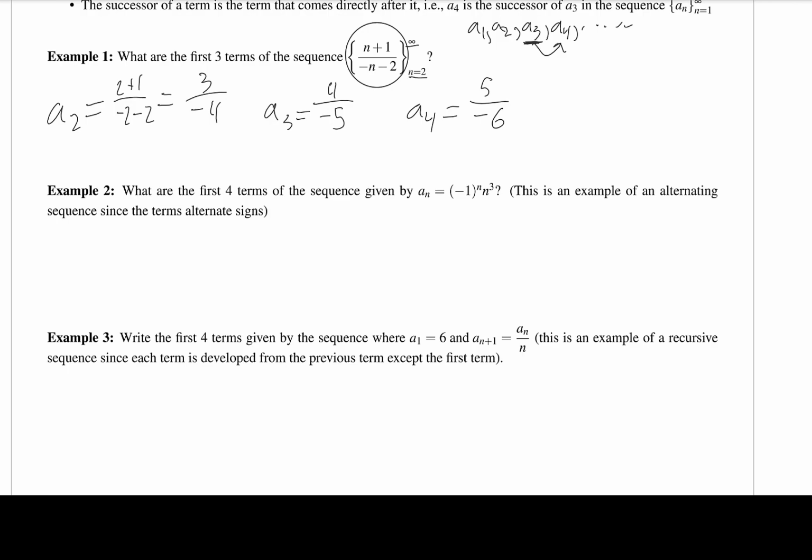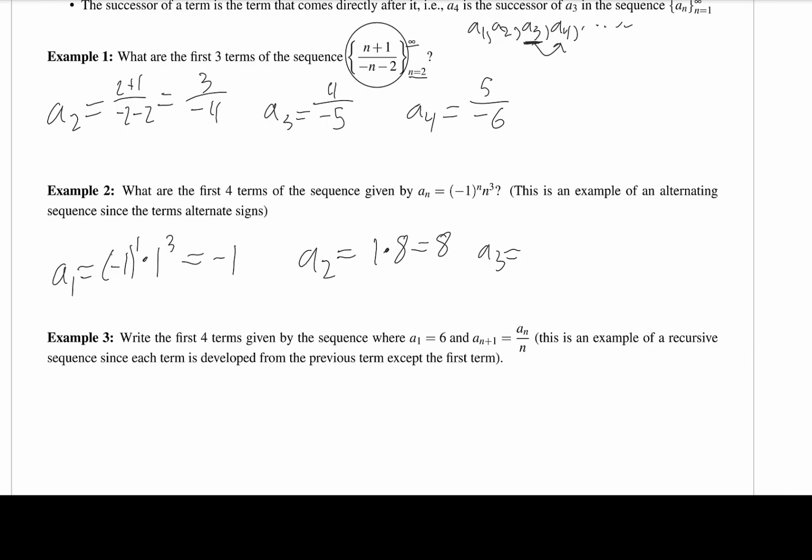Now for example 2, we have maybe what seems to be a bit more complicated formula, and we want to find the first four terms of this sequence. We're not told what it starts with, so we assume it starts with A1. So A1 is going to be negative 1 to the 1 times 1 cubed. So this would be negative 1 times 1, which will give us negative 1. A2 would be negative 1 to the 2, so that'll be a positive 1, times 2 cubed, so times 8. So that'll give us 8.